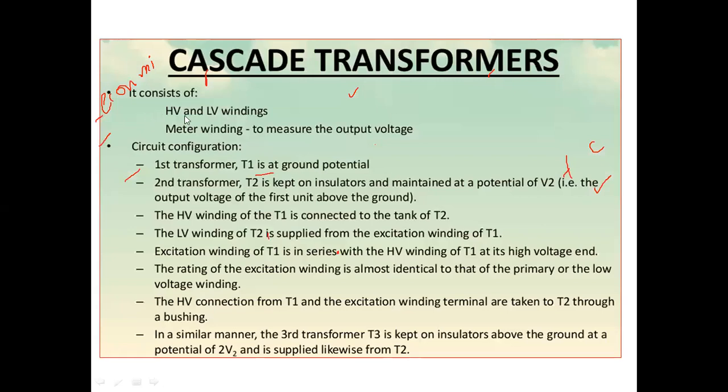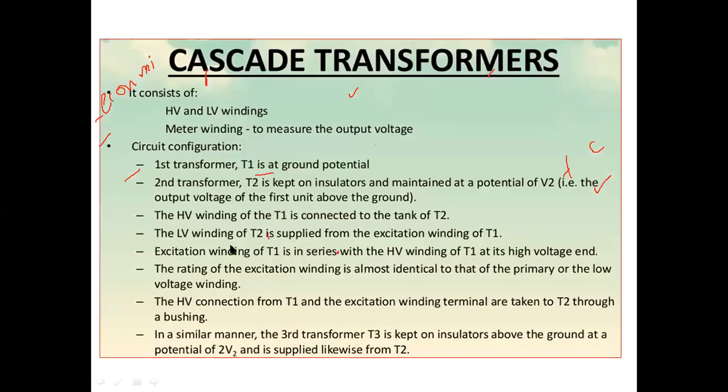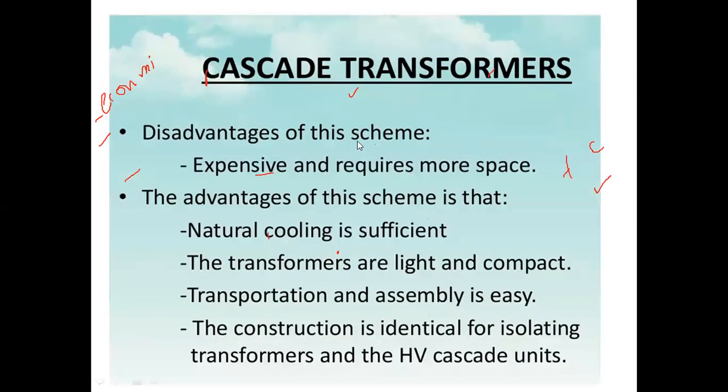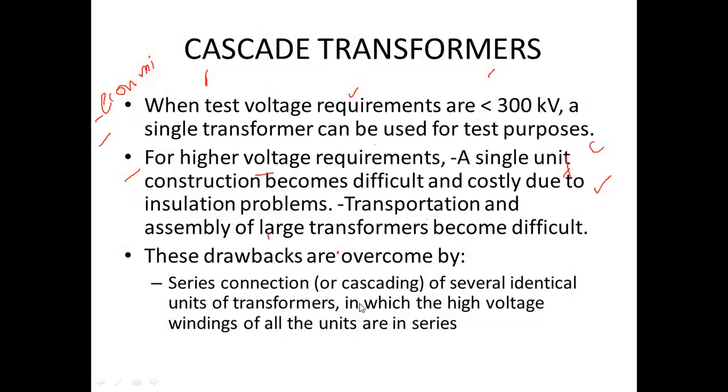It consists of the high voltage and low voltage winding, as I have shown. The low voltage winding is the primary, and the right side is the high voltage winding. There is also a meter winding to measure the output voltage. So there must be some connection to measure the output voltage.